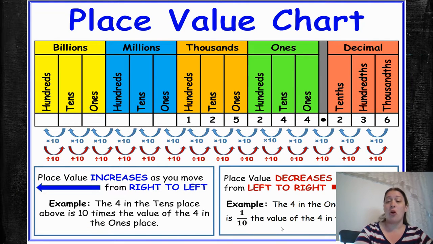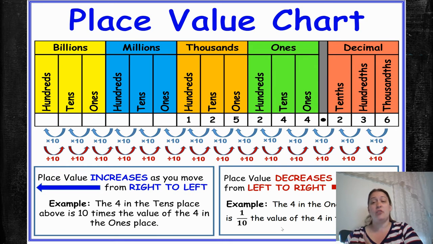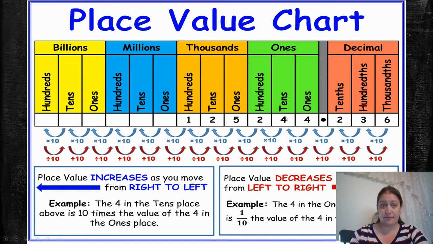For example, the 4 in the tens place is 10 times the value of the 4 in the ones place. And then the opposite, it decreases as you move from left to right. For example, the 4 in the ones place is 1/10 of the value in the tens place.